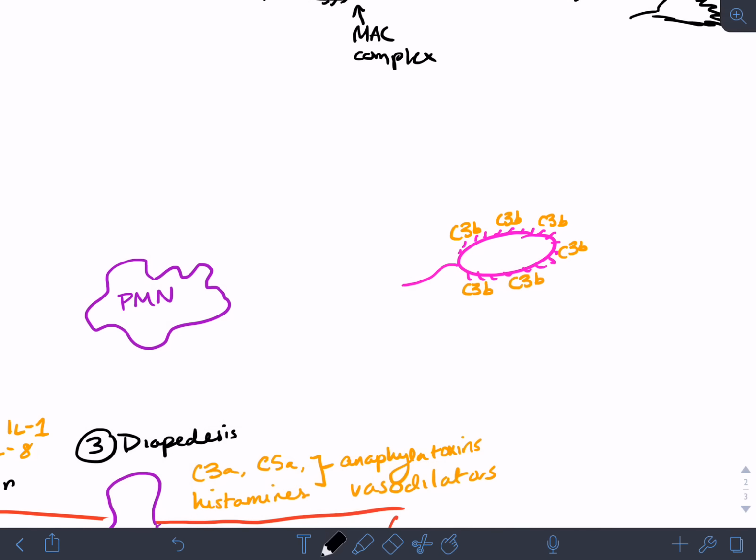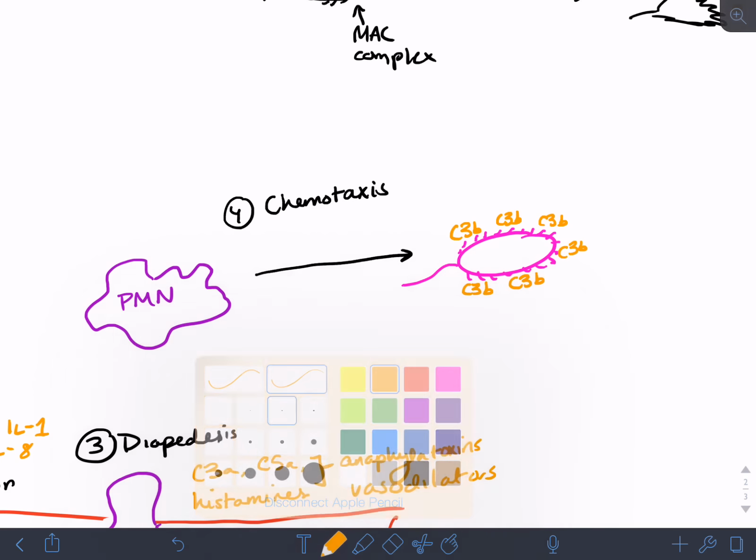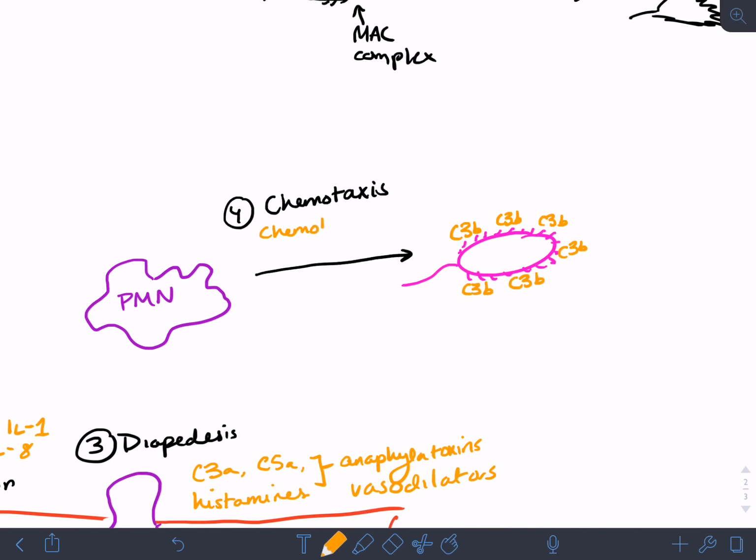And an opsonin is going to draw the neutrophil towards it via the action of chemokines. Okay? So this step 4 is called chemotaxis. Okay? So then you're going to use your chemokines. So what are your chemokines? Your main chemokines are IL-8s, and I think that's it.